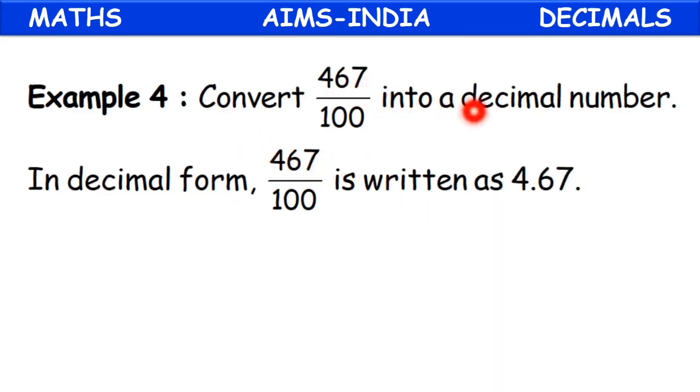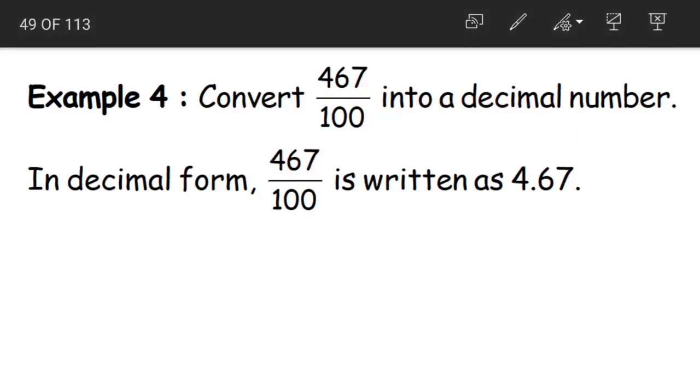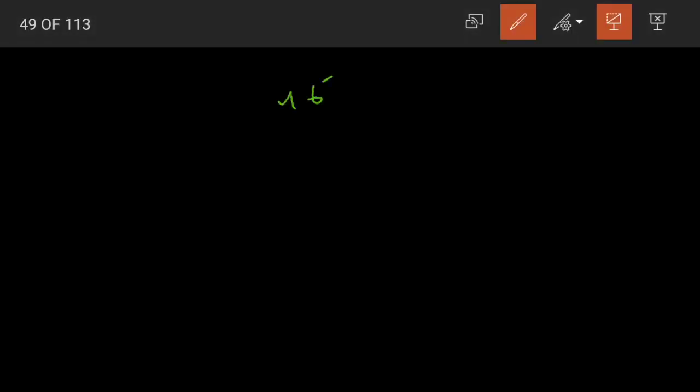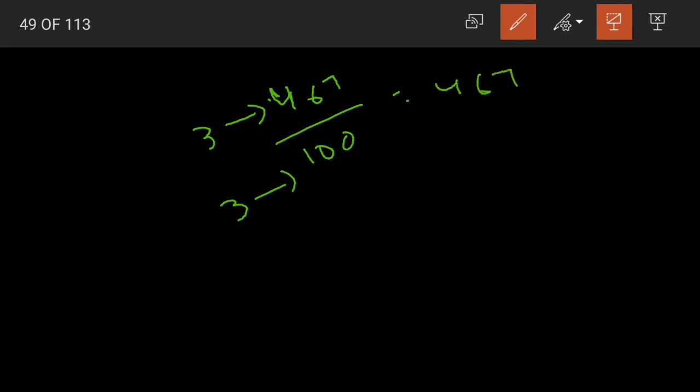Convert 467 by 100 into a decimal number. 467 divided by 100. If you count the number of digits, the denominator is a 3-digit number and the numerator is also a 3-digit number. Yes, both the numerator and denominator have 3 digits, so we can write the number as it is.